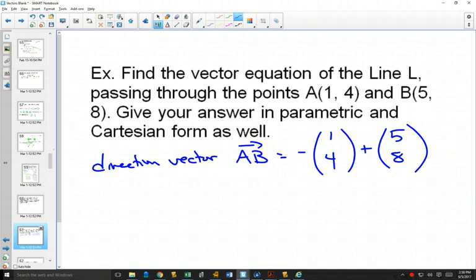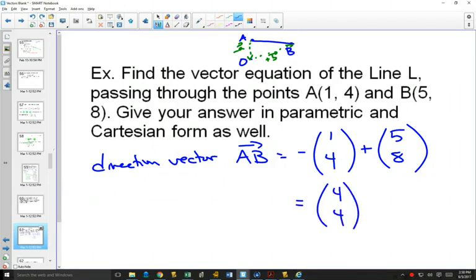And again, if you're having trouble seeing that, draw out your picture. Draw A, draw B, somewhere put your origin. You would have to go negative A to get there, and a positive B to get from A to B. So our direction vector is going to be 4, 4.